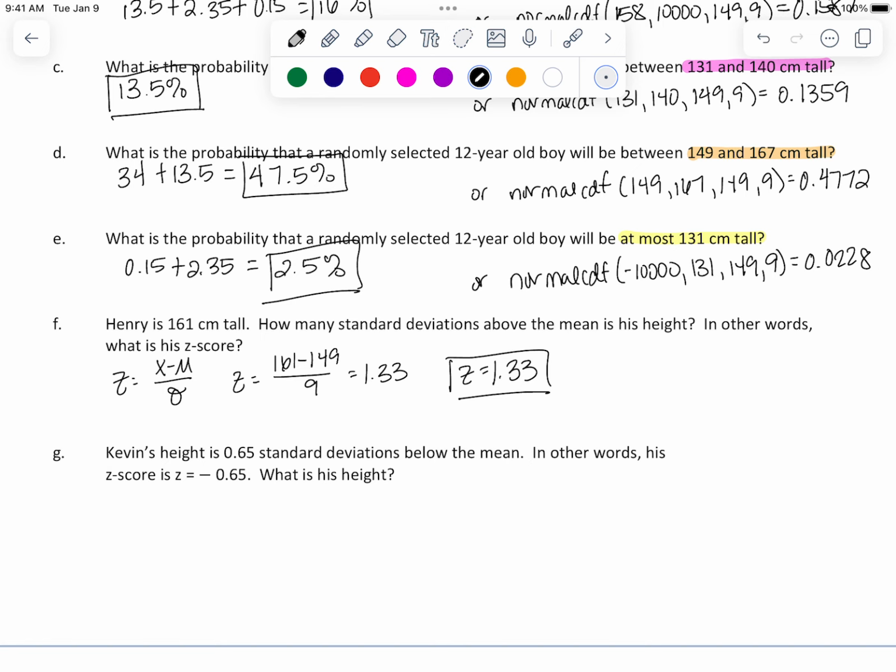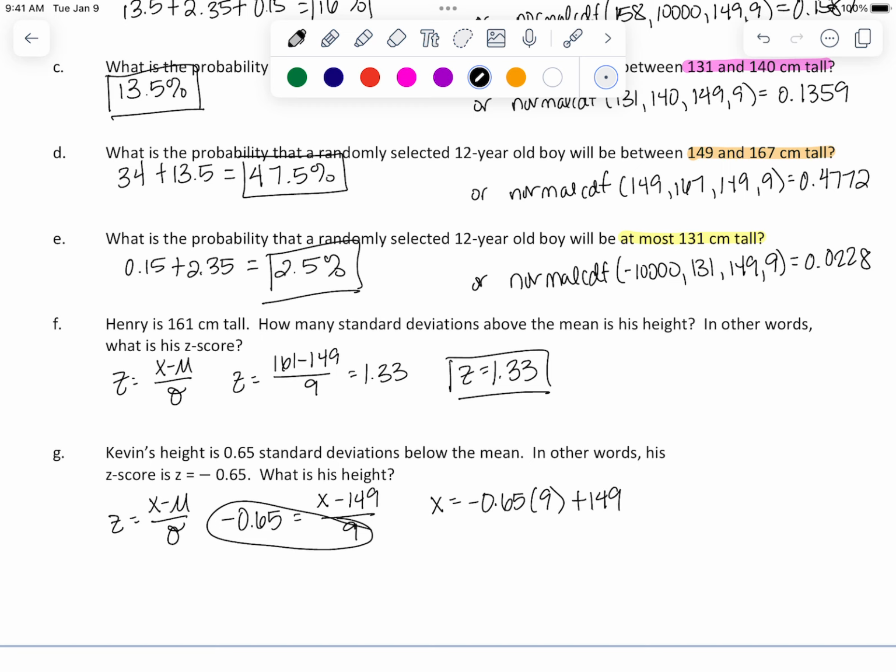Kevin's height is 0.65 standard deviations below the mean. In other words, his z-score, z equals negative 0.65. What is his height? Again, we can plug this into the z-score formula. So z is x minus mu over sigma. Negative 0.65 equals x minus 149 over 9. And so you see we can multiply by 9 and then add the 149. So x is negative 0.65 times 9 plus 149, which will give us 143.15. So he's 143.15 centimeters tall.